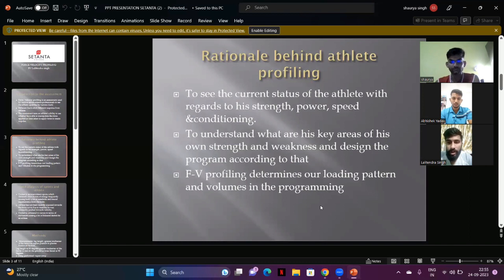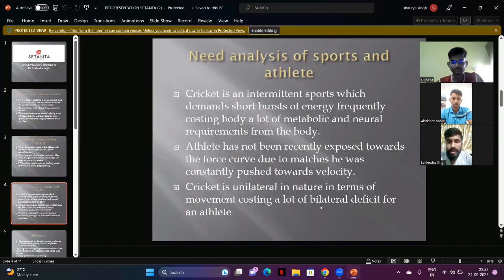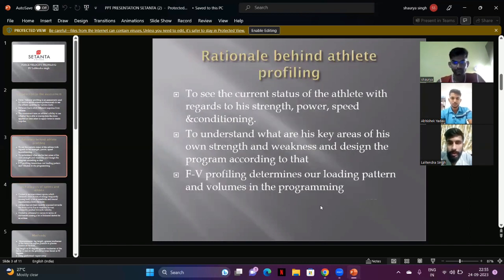The next thing is to understand his key areas of strength and weakness, and design the program according to that. We understand his key strengths and weaknesses by assessing him with different fitness tests, and we program according to his strengths, and we also want to improve his weaknesses at the same point of time. So force velocity profiling determines our loading patterns and volume in the programming.